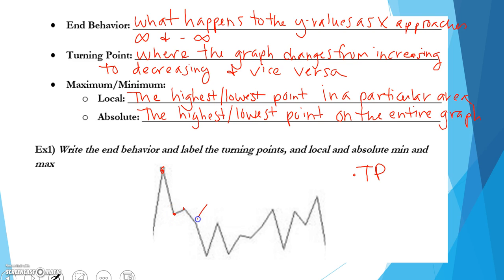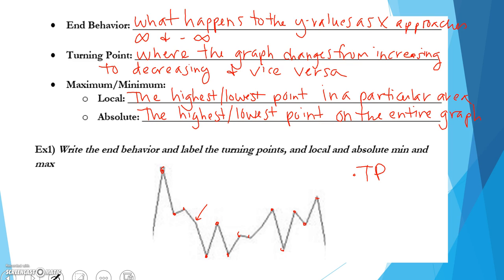That right there is not a turning point because I am decreasing before that, and I continue to decrease after that. That's a turning point. That is one. That's one. All these are turning points. So on an axis, you would label the ordered pair.